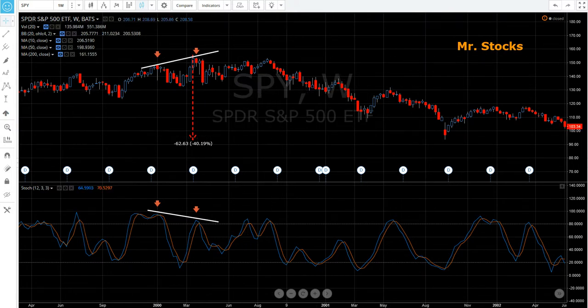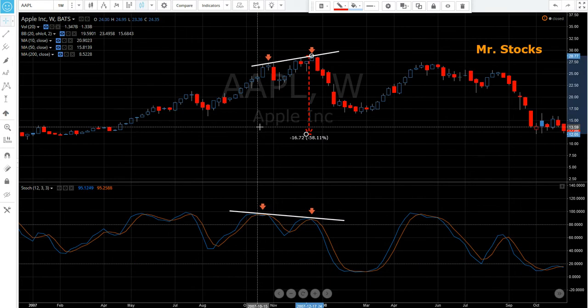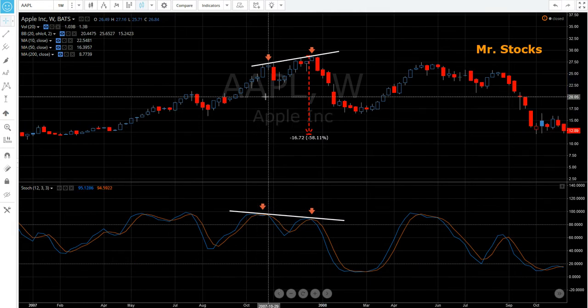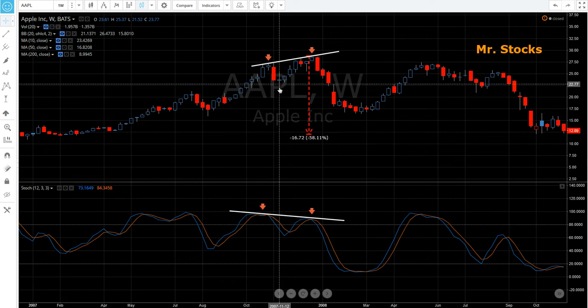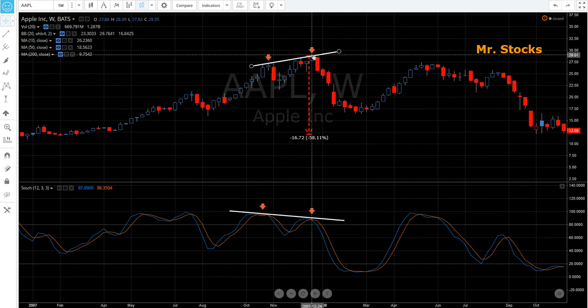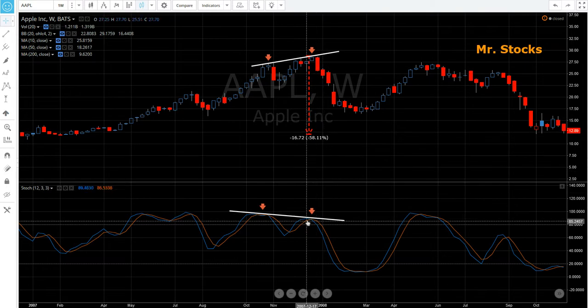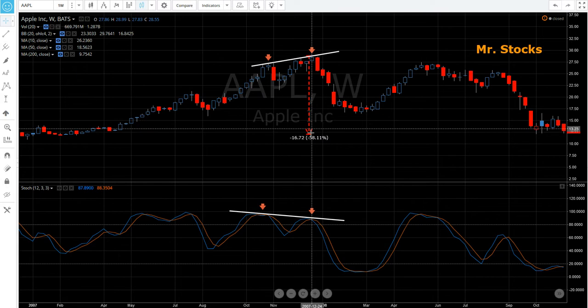Pretty significant pullback. So let's go take a look at Apple next, and we're looking at the 29th week of 2007. We have here an overbought condition, a pullback in price, and a pullback higher, making a new higher price. But stochastics didn't really confirm here. We got another bearish divergence, and the pullback was 58%.